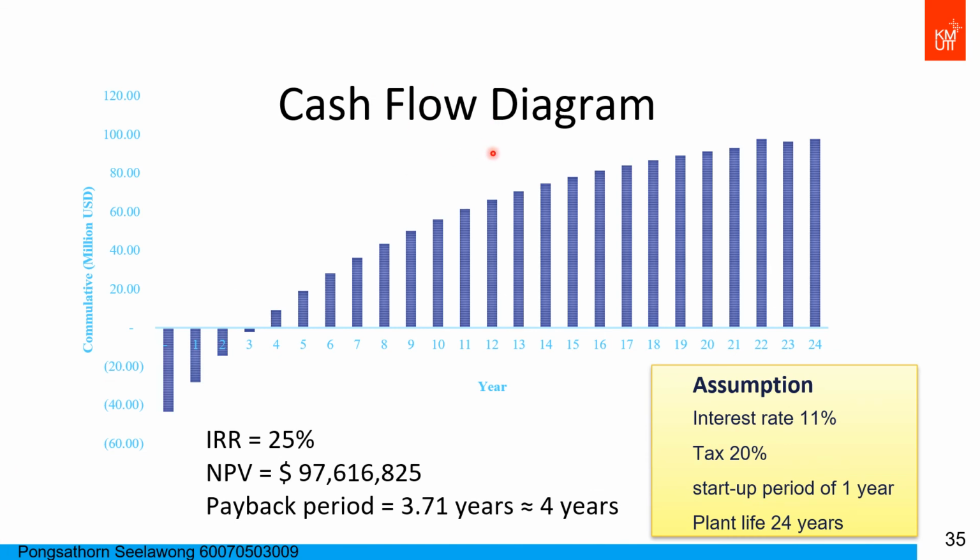These cash flow diagrams show the summary of economic analysis in this project. After calculation, the interest rate of return is equal to 25% and NPV is approximately $97.6 million, and the payback period in this project is equal to 3.71 years or approximately 4 years.